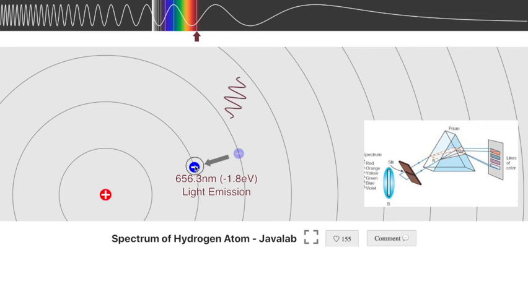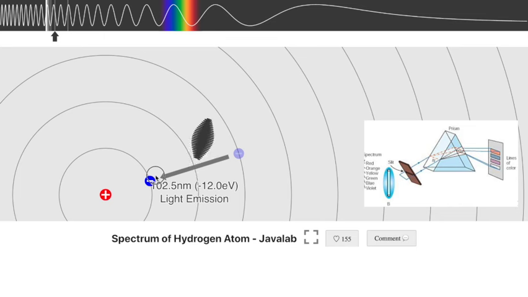Now, what if transitions went to n equals 1 from higher levels? And here you can see a transition from n=3 to n=1, and immediately you see this wave pattern here looking very much different, really compressed, with the wavelengths being very, very small. So you get high frequency and short wavelength when you have transitions to n equals 1.